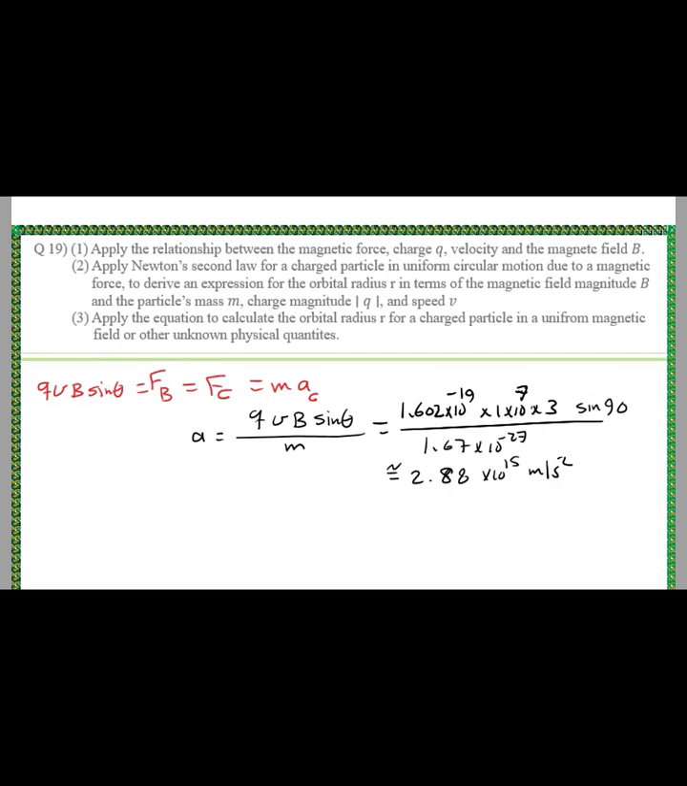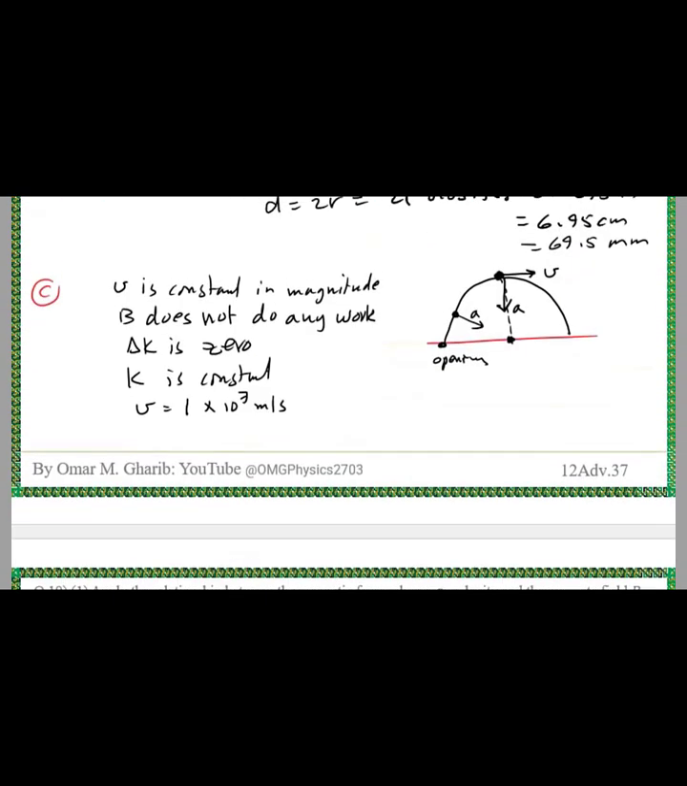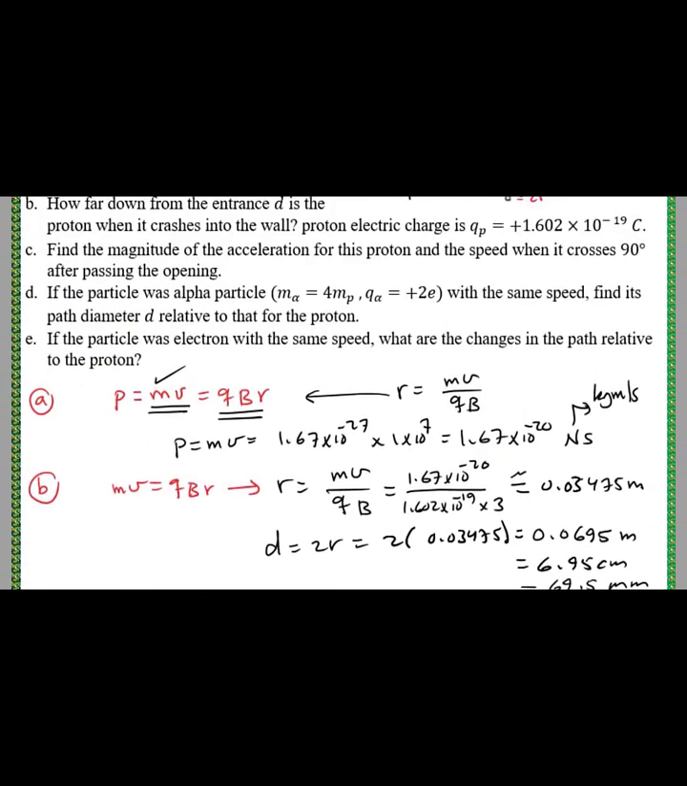This acceleration is to change the direction, not the magnitude of the velocity. So it is changing in direction, not the magnitude. Now this is C. D, if the particle was alpha.